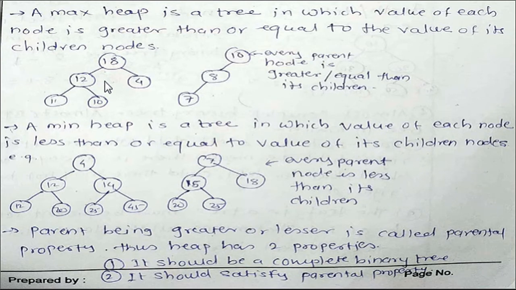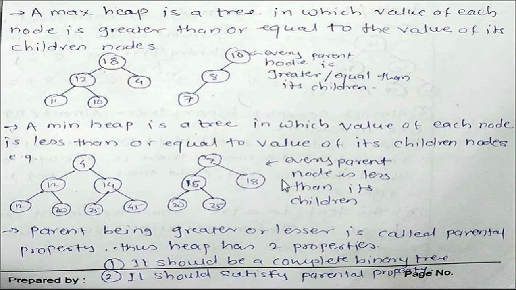where we can say that it is a tree in which the value of each node is less than or equal to the value of its children nodes. So this is an example of a min heap. Here you can see that this is a parent and its value is less than its children. Again here we can see this is a parent and its value is equal to its child. So this is an example of a min heap.